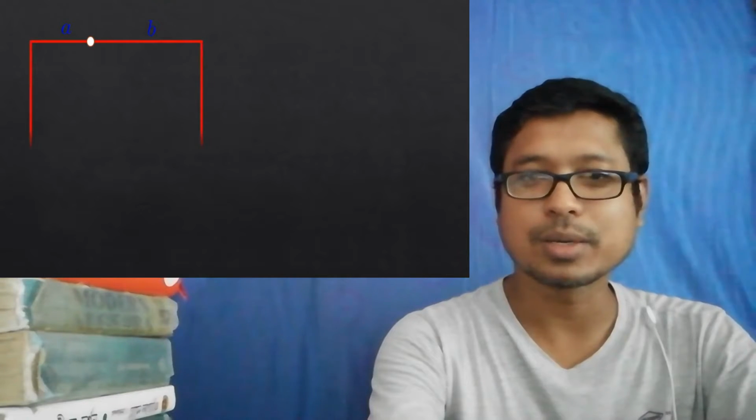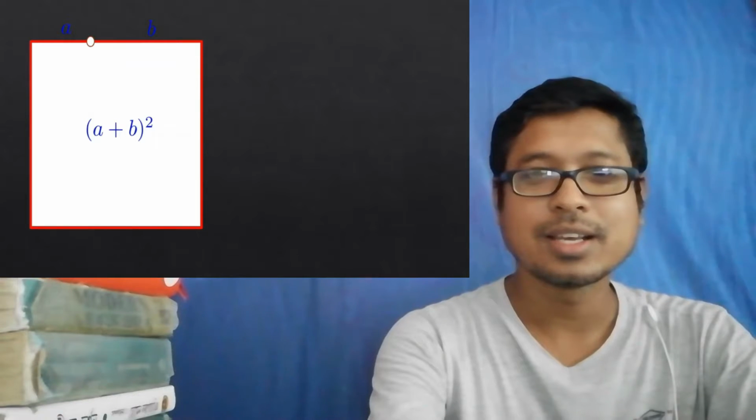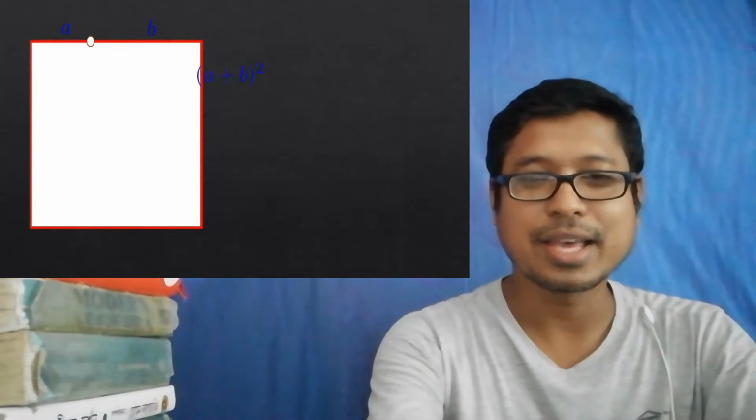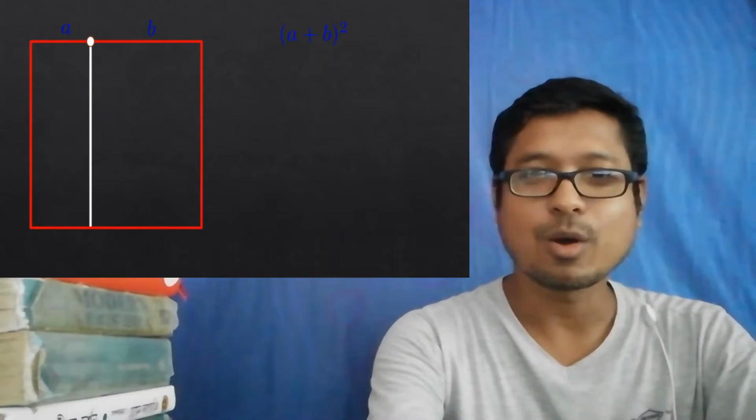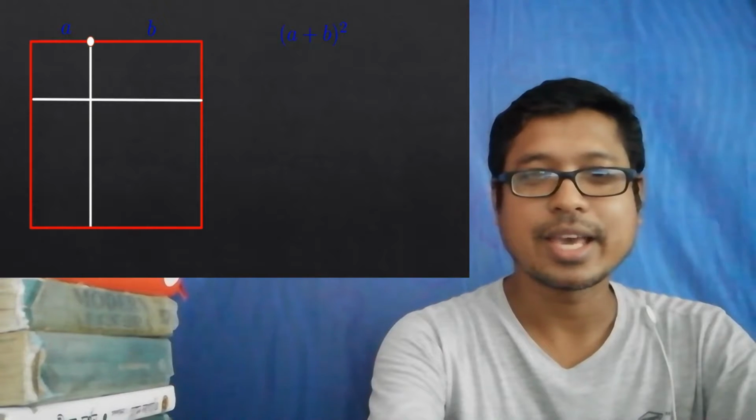For this we have to consider one line segment, and let me consider one point over there. The length before that point is suppose a, and the length after that point is suppose b, and the overall length of the line segment is a + b. By taking help of that length, let me construct the square. Then the area of the square will be (a+b)². Now from the point, let me draw one vertical line, and also one horizontal line, as you can see in the figure.